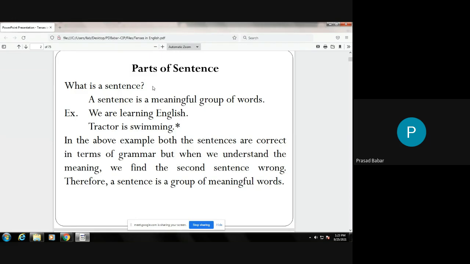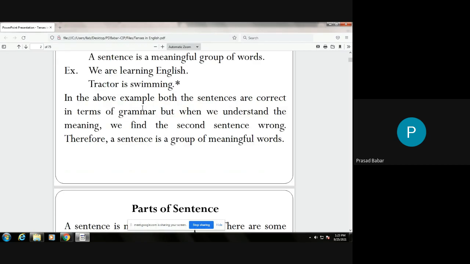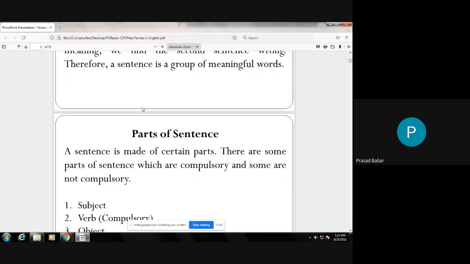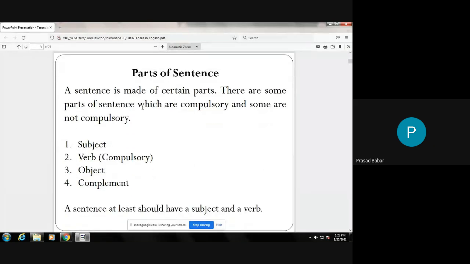So we find the second sentence wrong. Therefore, a sentence is a group of meaningful words used in a meaningful manner, at a meaningful or proper place. That is why sentences are important. See the next slide.